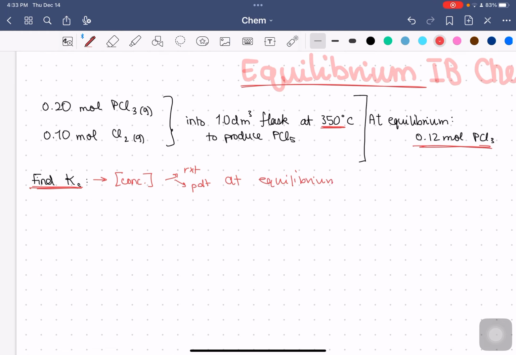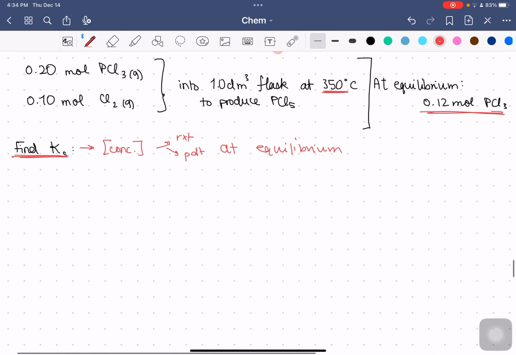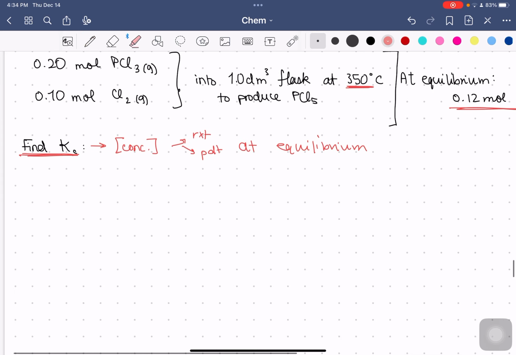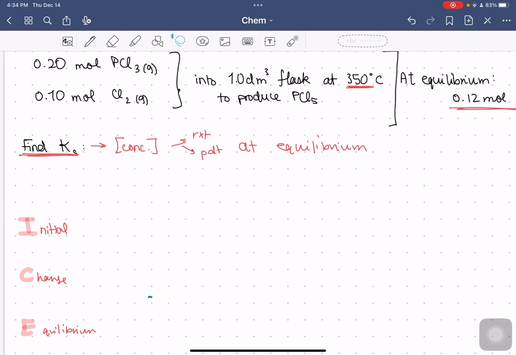So to do this, we're going to use our little ICE chart. Let's zoom in a little. Okay, so ICE: initial, change, and equilibrium. We're basically just filling out this chart, and that's going to help us find the Kc of our reaction.